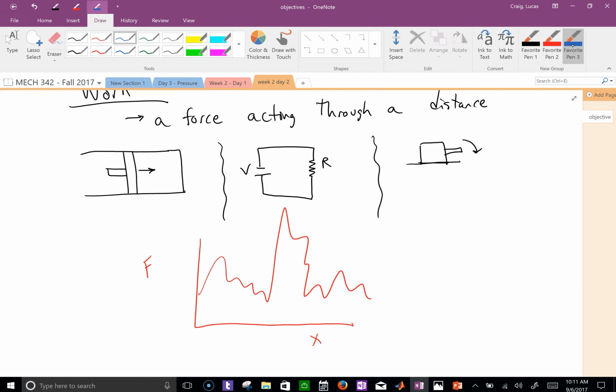So we have a force. It's randomly applied along a distance. How do we find the total work? Integrate it, right? Yes. This is the fundamental equation for work: the integral of force times dx. You have to integrate if the force is fluctuating.